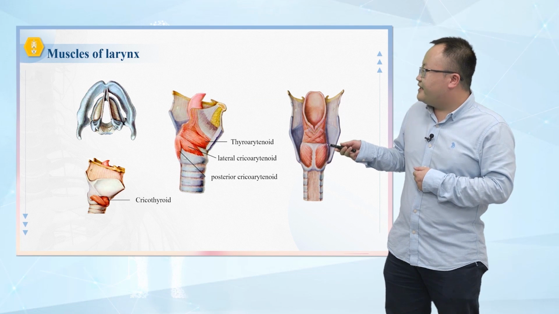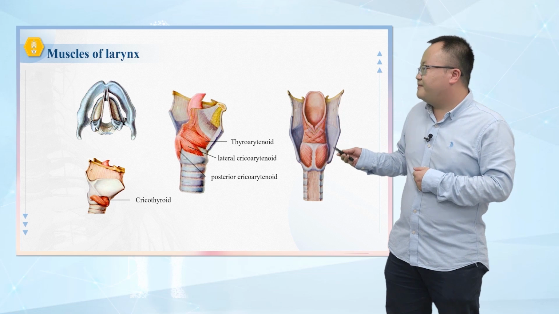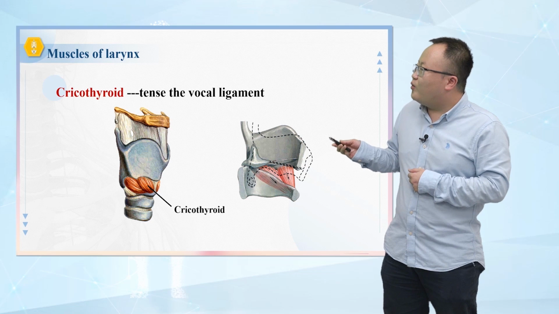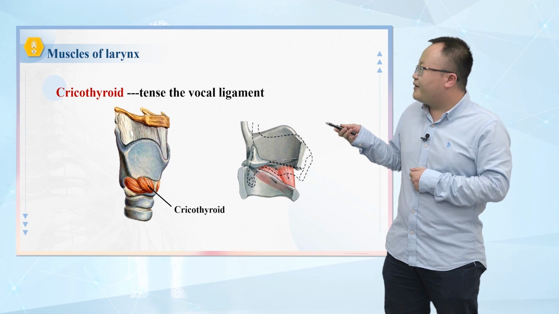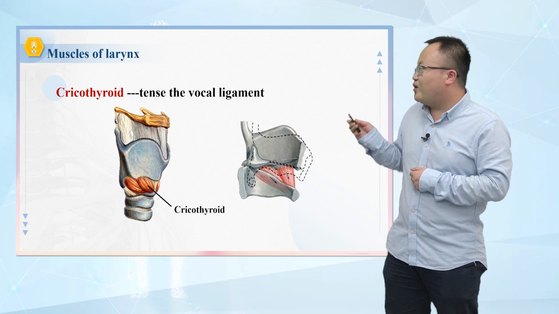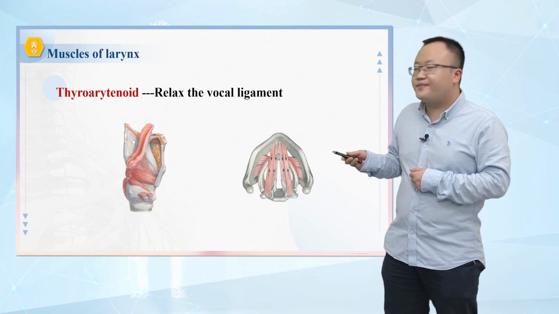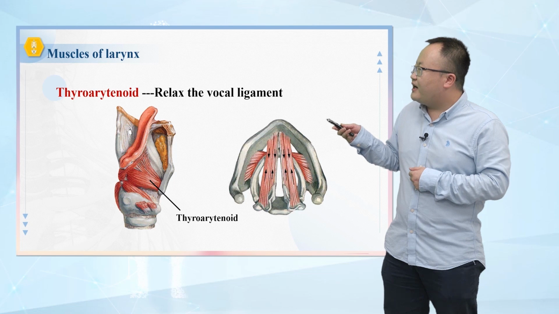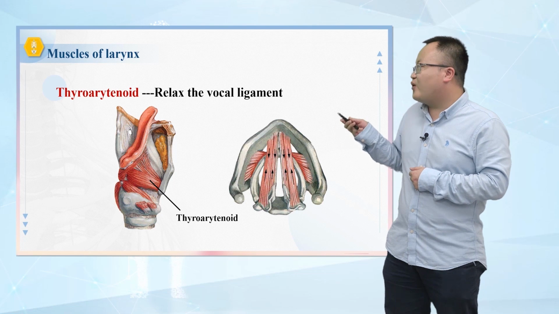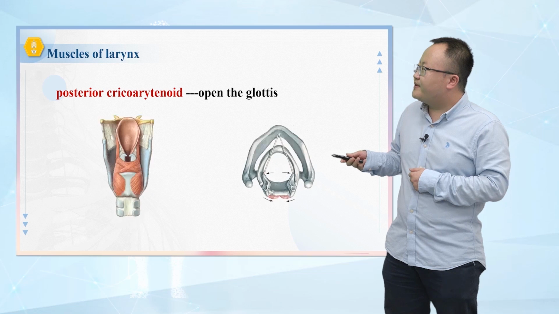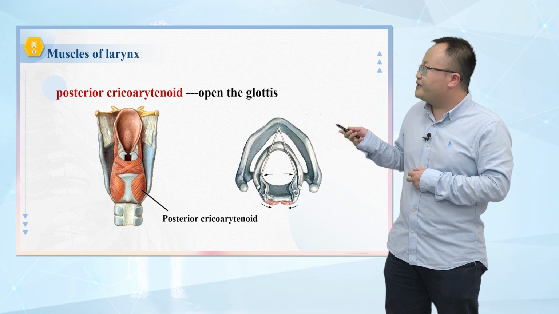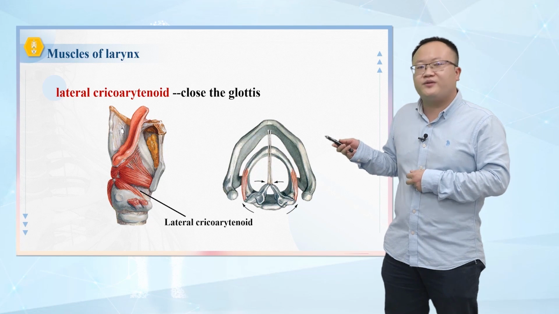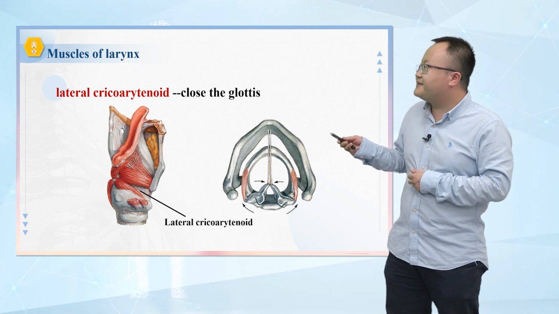This demonstrates the muscles. The muscle of cricothyroid tenses the vocal ligament. The muscle of thyroarytenoid relaxes the vocal ligament. Posterior cricoarytenoid just opens the glottis. Lateral cricoarytenoid closes the glottis.